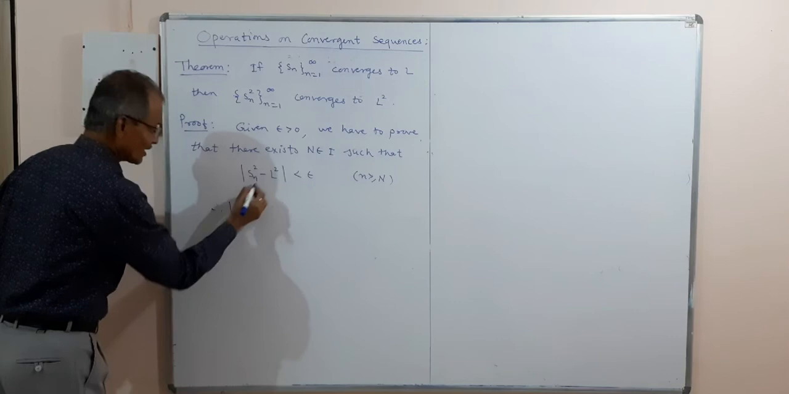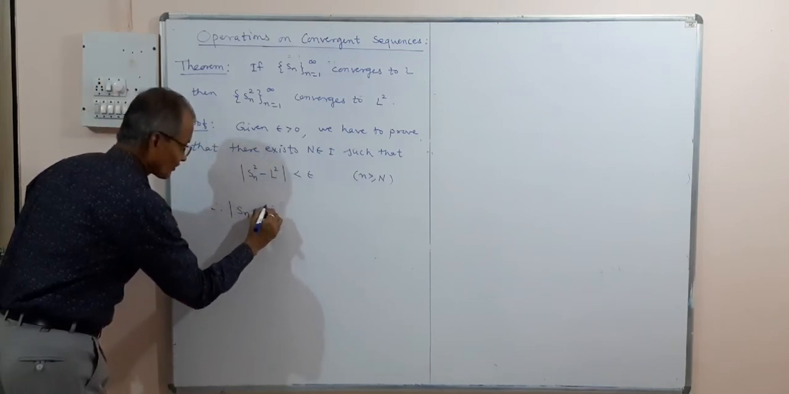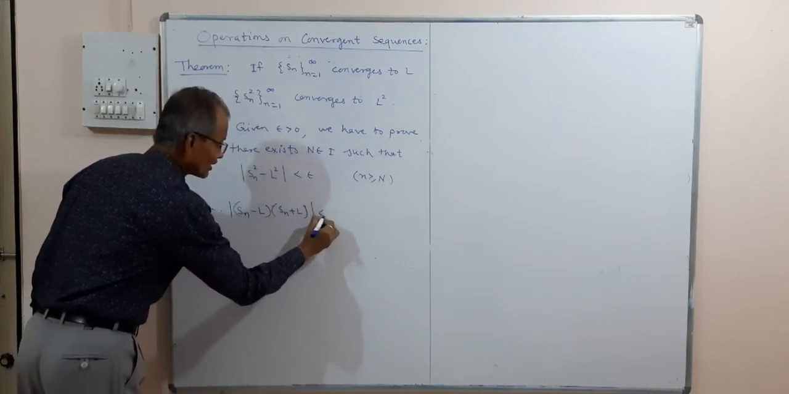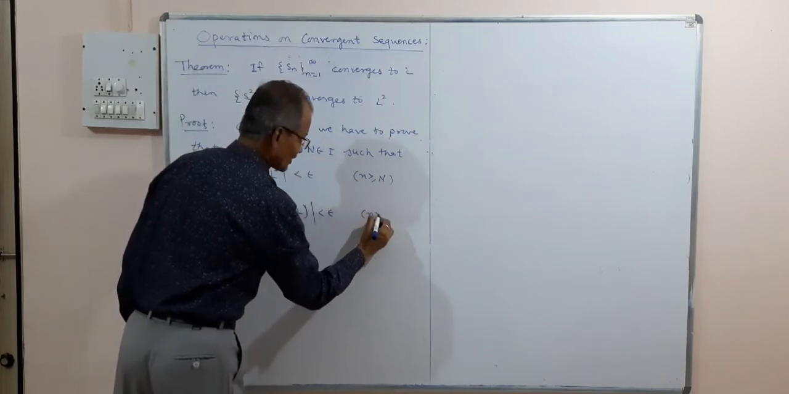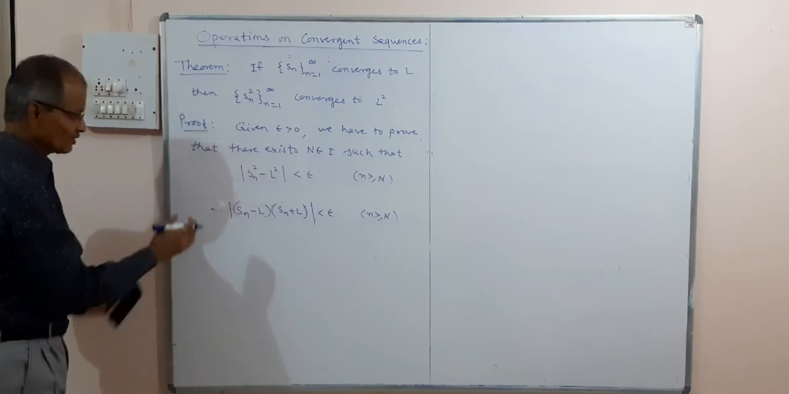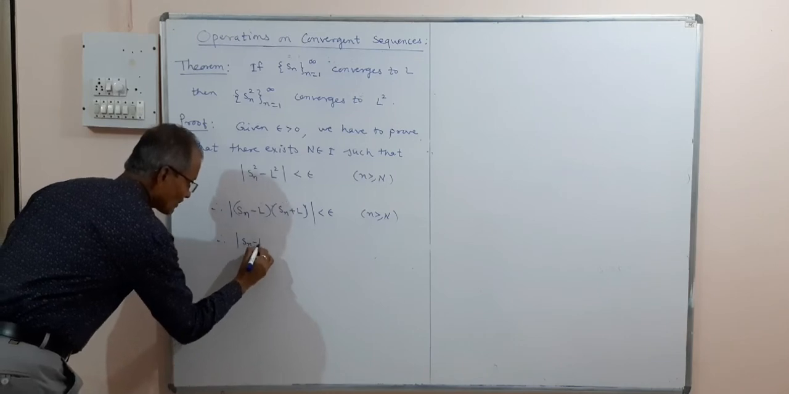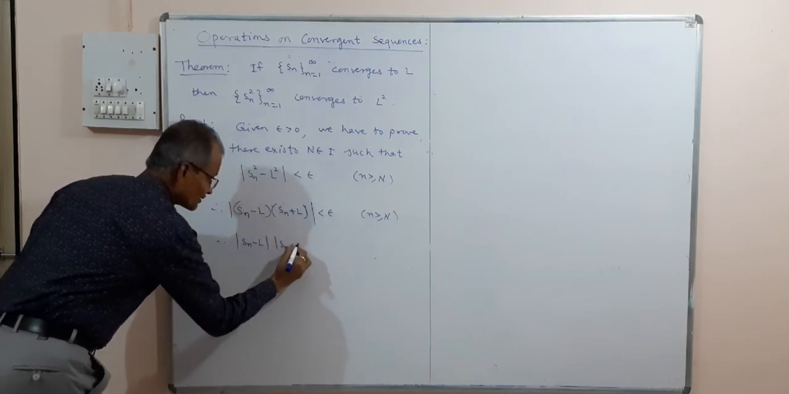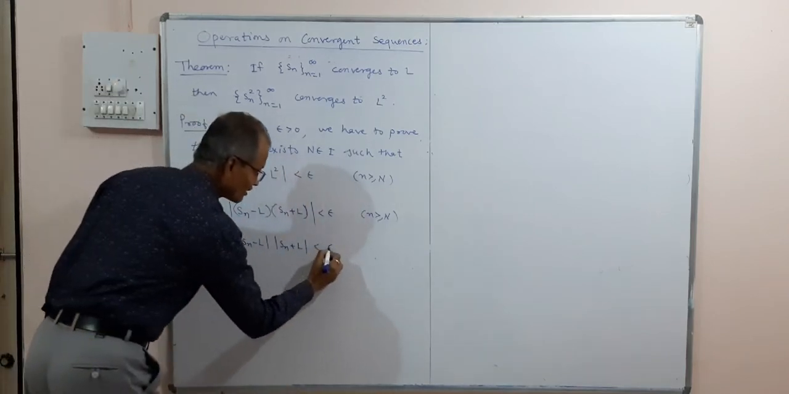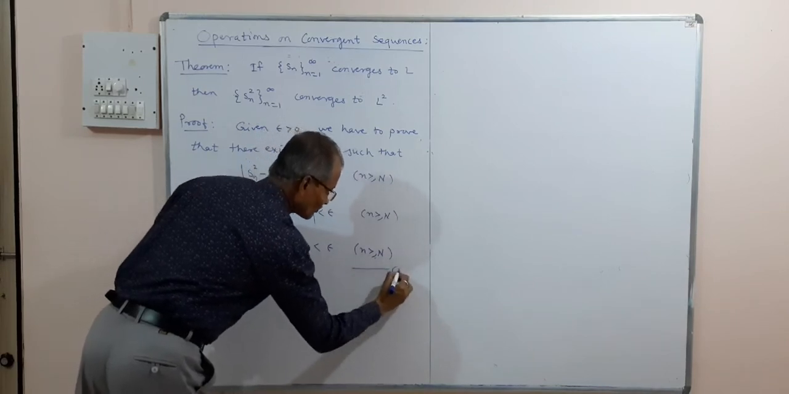But this can be factored as Sn minus L, Sn plus L, less than epsilon, n greater than or equal to N. Or this further can be separated, mod of Sn minus L into mod of Sn plus L, by the property of absolute value function, is less than epsilon for n greater than or equal to N. So this is the result that we want to prove.